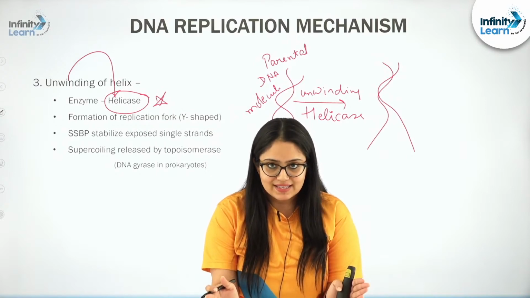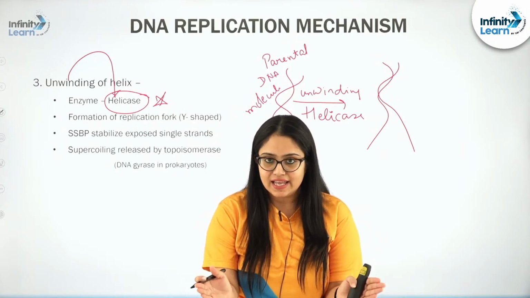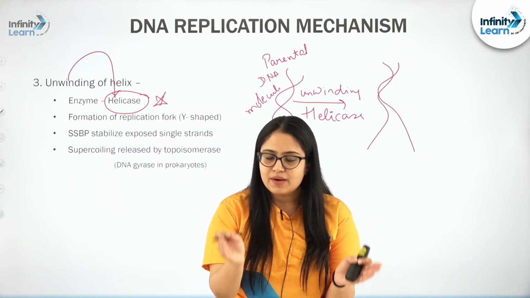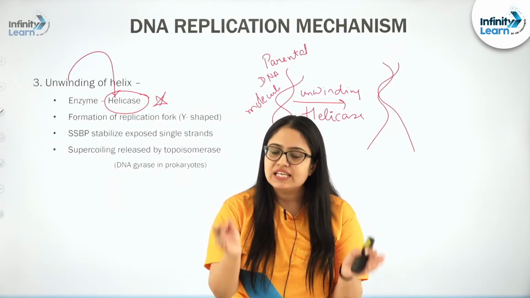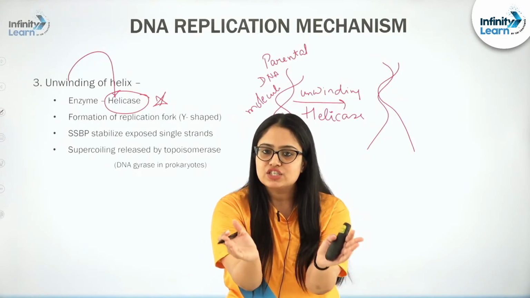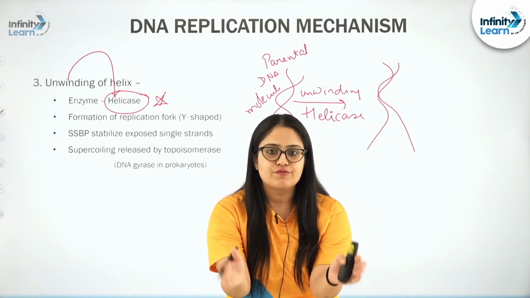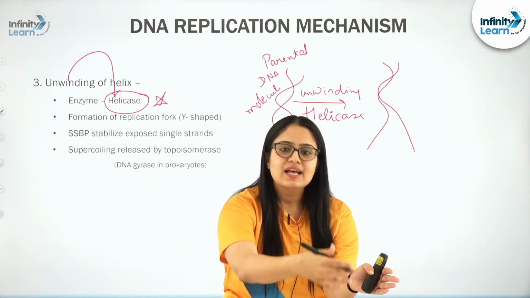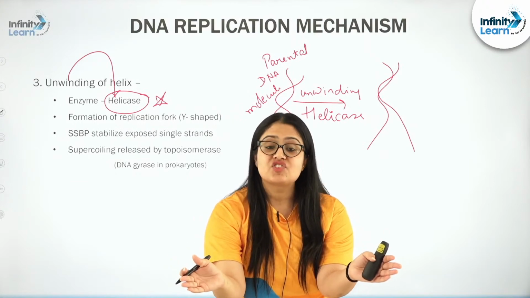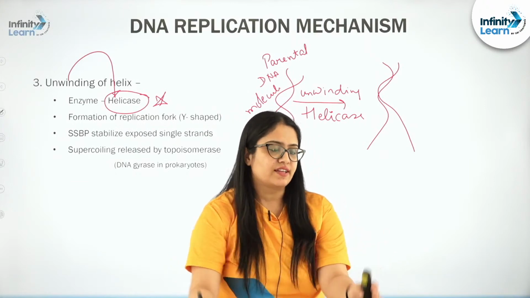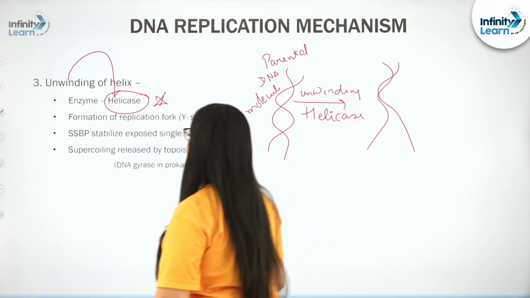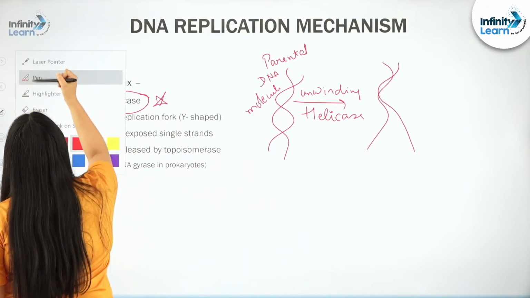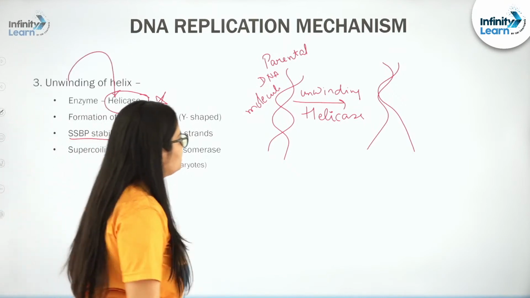To stabilize these two separated DNA strands, there is a requirement of single strand binding protein. This protein will help to stabilize these two strands in a separated form till the replication process starts and the daughter DNA strands start getting synthesized, right. So, who is going to help? Second, who is going to help? Single strand binding protein is going to help out.